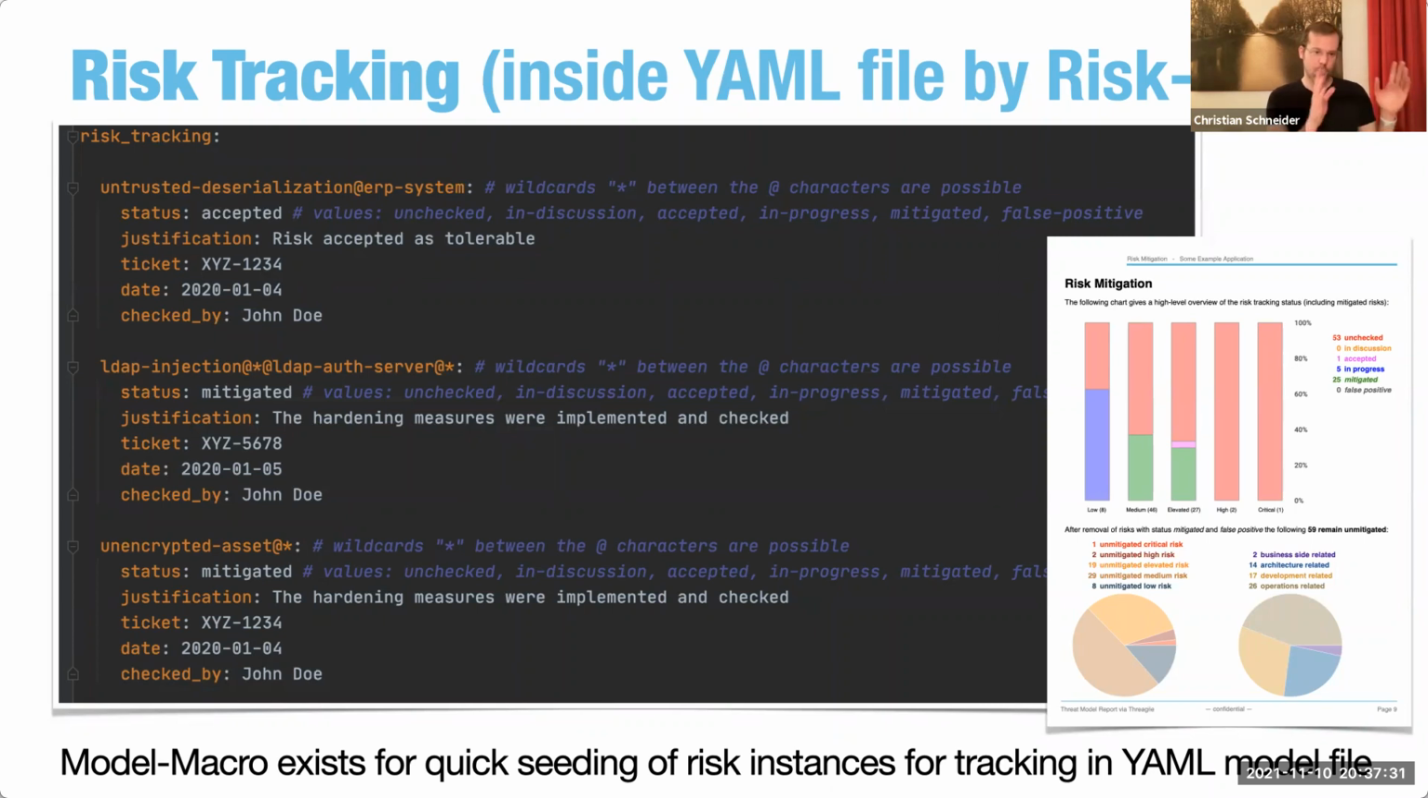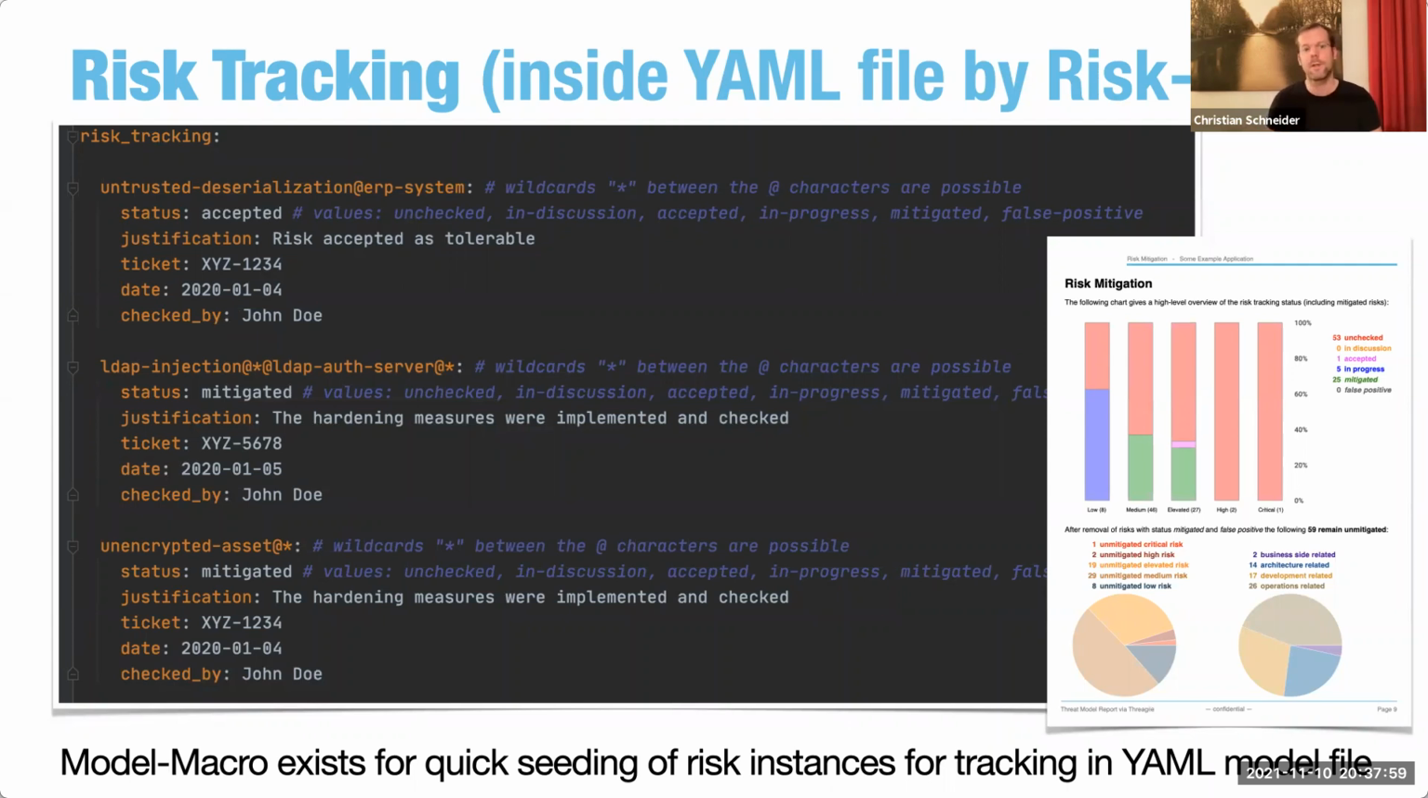So it's grouped by what kind of category, in what kind of component, at what kind of data flow between what other component and stuff like that. And you can either, in a model macro style, auto-seed the YAML file with all those newly identified risks not yet tracked, so that you get an initial set of options where you can then enter your state for this risk. Default is unchecked, of course, or you can add it manually if you want.